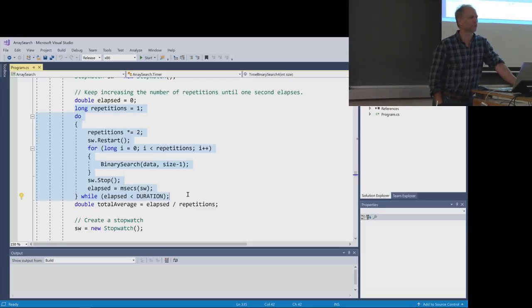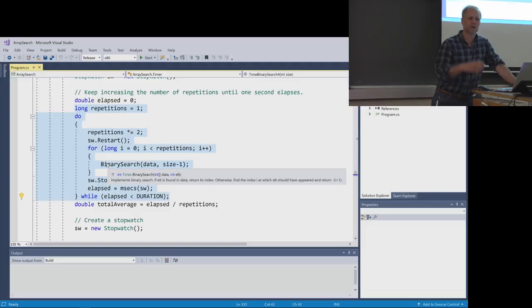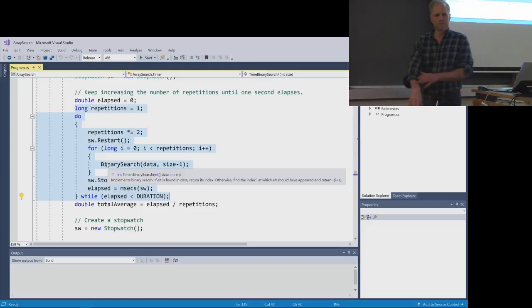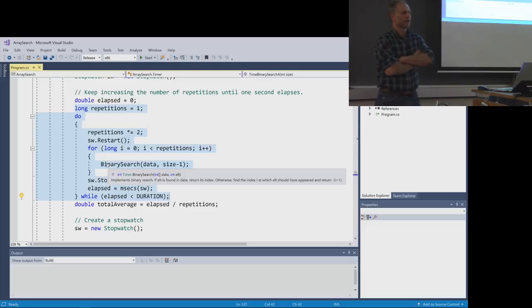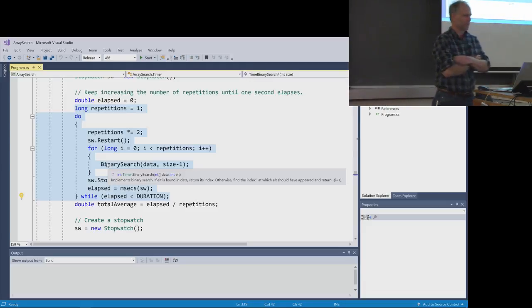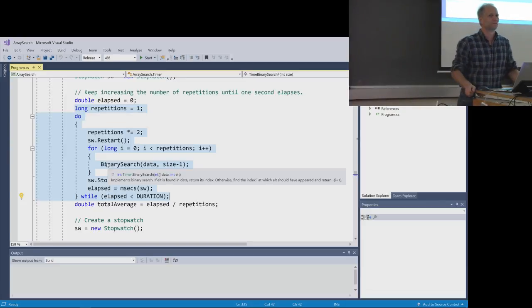I'm warming up the computer on the exact thing that's being timed. So how much time will this loop run before it gets to a situation where I time it for a second, where the thing being timed takes 1 second? At least a second. Yeah, at least a second. Okay, let's see how that works.